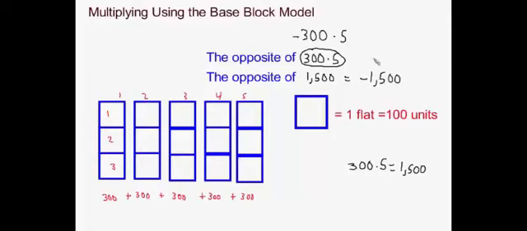And the opposite of 1,500 would be negative 1,500. So you can see that multiplying negative 300 times 5 is very similar to multiplying 300 times 5. You start by multiplying 300 times 5, and then the negative just means to do the opposite of that answer. And since that answer was 1,500, the opposite of that answer would be negative 1,500.